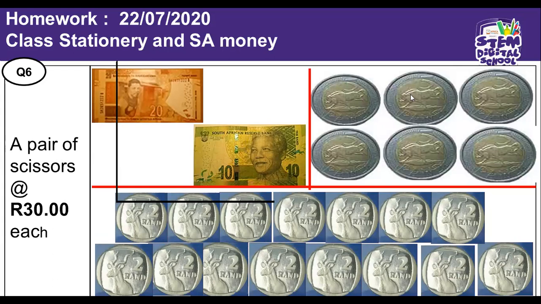5, 10, 15, 20, 25, 30. Good, well done. Don't forget our fingers there. Thank you, Ria. So Ria has paid for her pair of scissors using 5 Rand coins. Well done, great ones. Let's see if we've got some more.